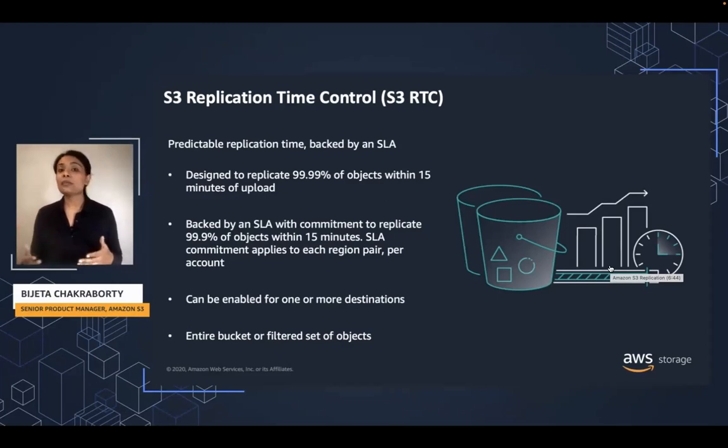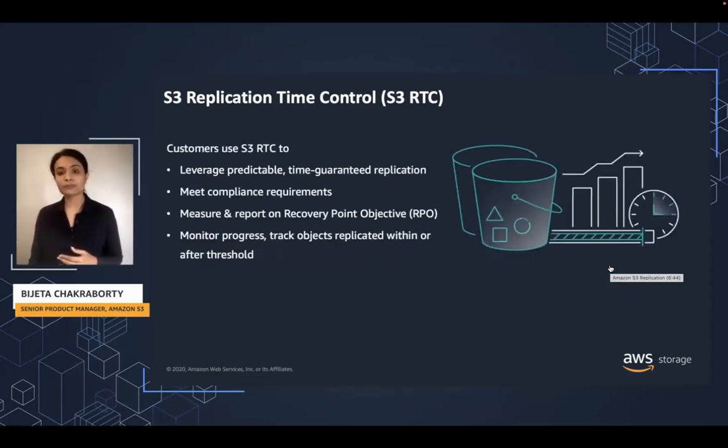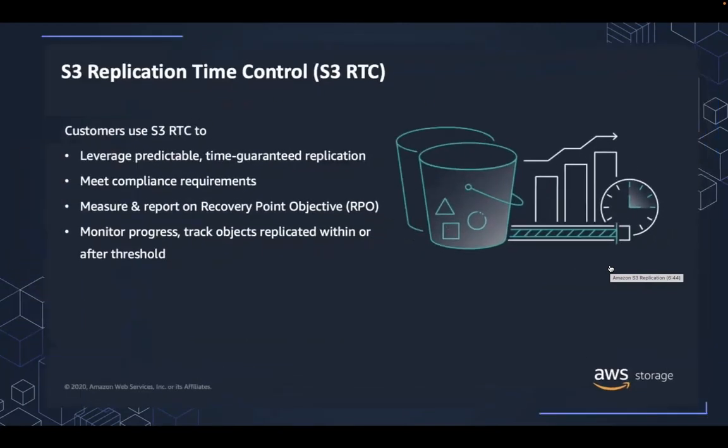Now, S3 RTC can be applied to your entire bucket or to a subset of objects by filtering through prefix or object tags. We see many different use cases for S3 RTC across the financial services and other industries. Customers use S3 RTC for that time-based guarantee on replication. It helps them meet compliance requirements and report out their RPO, or recovery point objective, at a minute-level granularity, and track which operations, if any, are replicated after that 15-minute threshold.